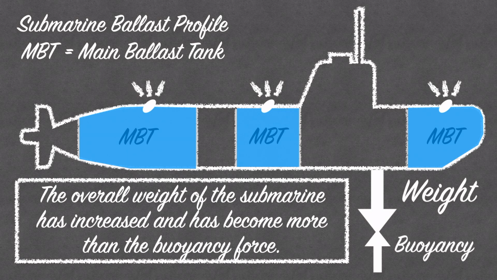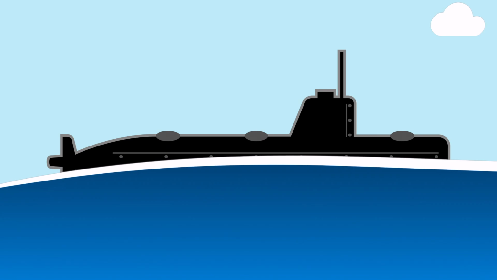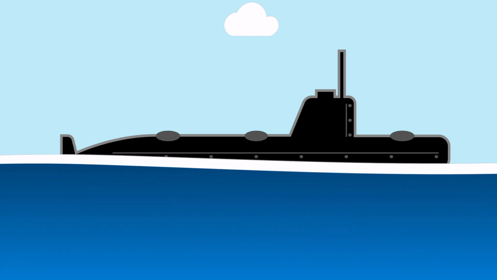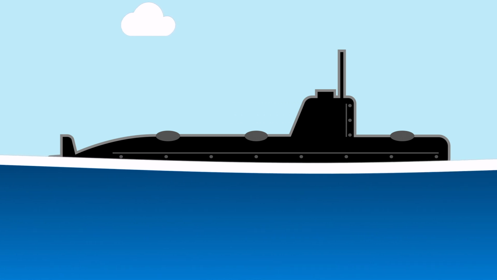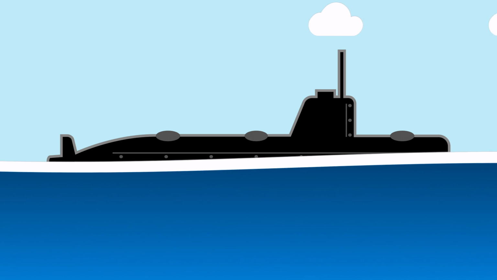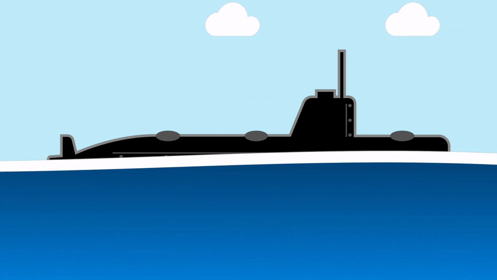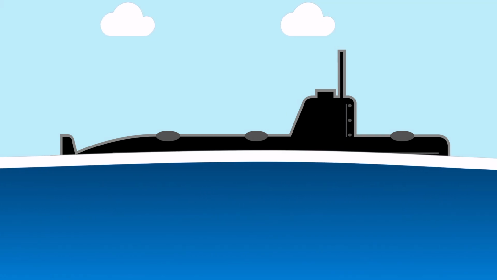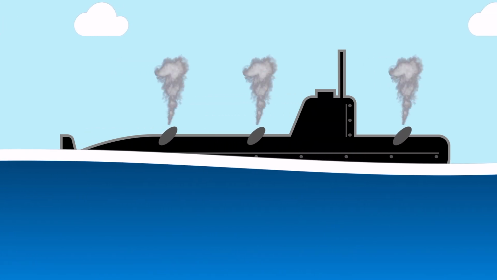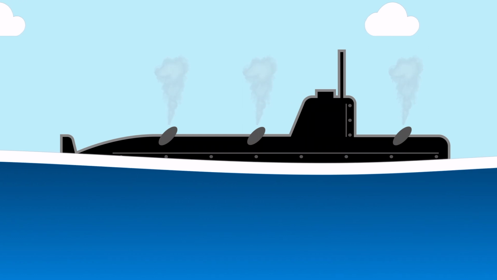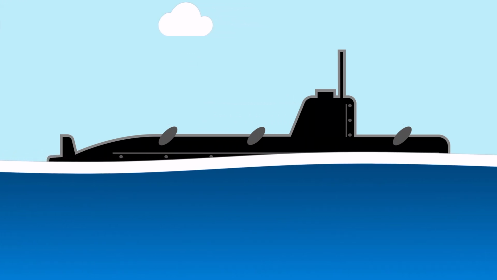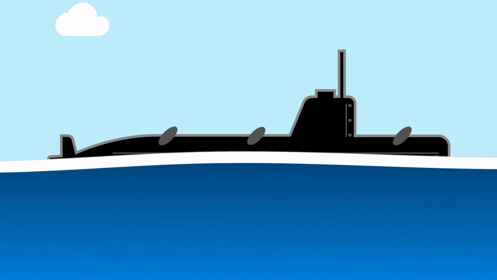So let's recap. A submarine on the surface has a positive or neutral buoyancy, which means the weight of the submarine is less than or equal to the buoyancy force. To submerge, main ballast tanks are vented, which forces the air out of the top and allows large amounts of water to enter the tanks, thus increasing the overall weight of the submarine by several tons. The increase in weight changes the overall buoyancy of the submarine, so it is now negative.